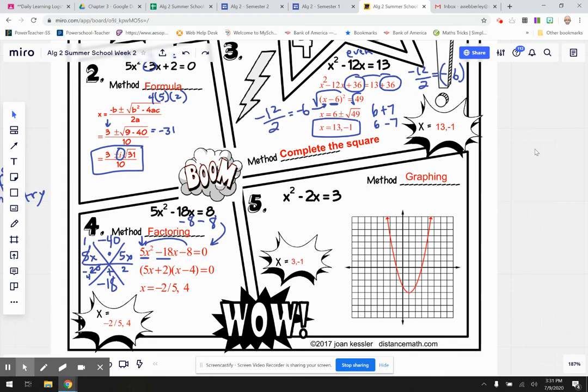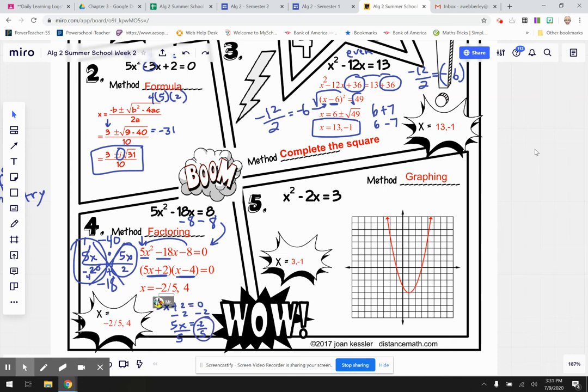So x minus 4 is one parentheses, which you see right here. X is on top and negative 4 is at the bottom. Your other parentheses is right here, 5x plus 2. You set them both equal to 0 and solve. 5x plus 2 equals 0. You subtract 2 and get 5x equals negative 2, and then you divide by 5 on both sides. You get negative 2/5. That's how they got this answer there.